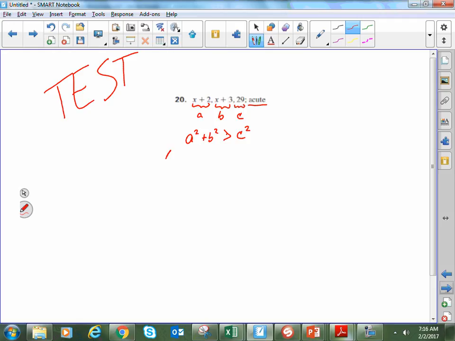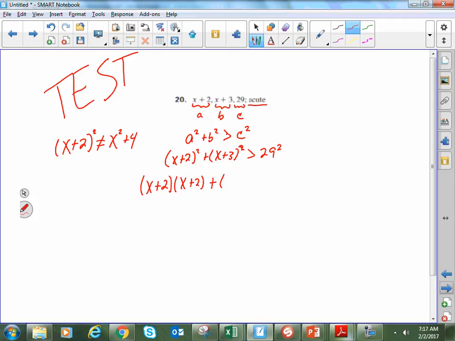So substituting the values, I'm going to substitute x plus 2 squared plus x plus 3 squared is going to be greater than 29 squared. Now I want to be clear because I have seen this a lot of times. X plus 2 squared is not equal to x squared plus 4. You cannot simply distribute the exponent into the parentheses because it would violate your order of operations. You must add the numbers inside of the parentheses before I can raise it to a power. However, anything that is squared in math, we're going to say, take whatever that thing is and multiply it by itself. So x plus 2 squared is x plus 2 times x plus 2. X plus 3 squared is x plus 3 times x plus 3.